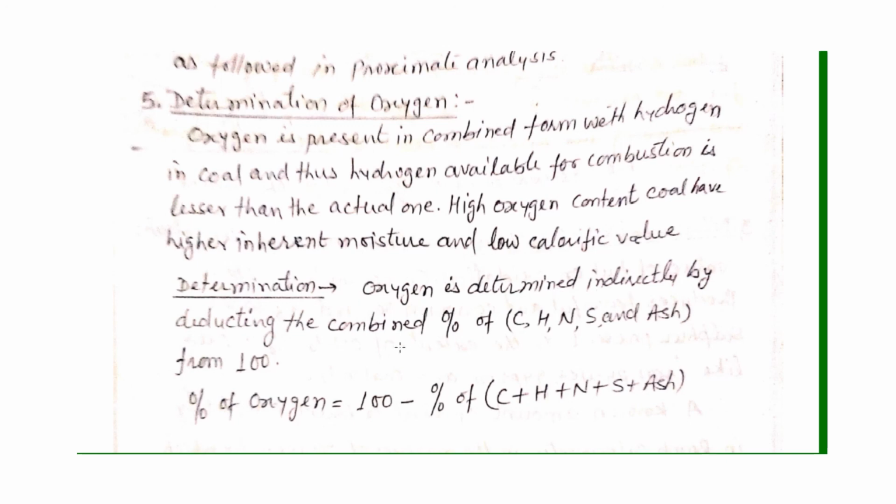indirectly by subtracting the combined percentage of carbon, hydrogen, nitrogen, sulfur and ash from 100. So the percentage of oxygen formula is 100 minus the sum of carbon percent plus hydrogen percent plus nitrogen percent plus ash percent plus sulfur percent. So putting the values in this formula, we will get the oxygen present in the fuel sample.